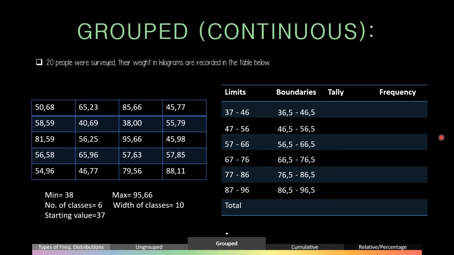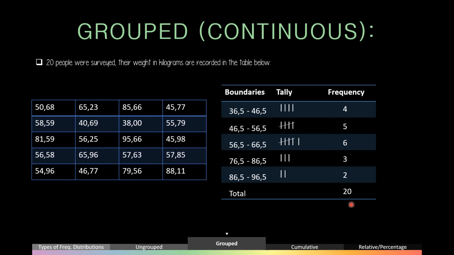From this point forward, it's the exact same thing. We're going to look for all the data values that lie between those boundaries, and we're going to construct a tally. Using that tally, we're going to construct our frequency, and as always, our frequency must sum to the number of data values in our data set. Now we've constructed our grouped frequency distribution for continuous data. And as you can see, I dropped the class limit column because we no longer need it. We only needed it to calculate our boundaries.